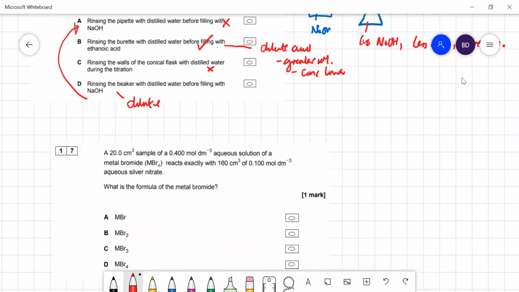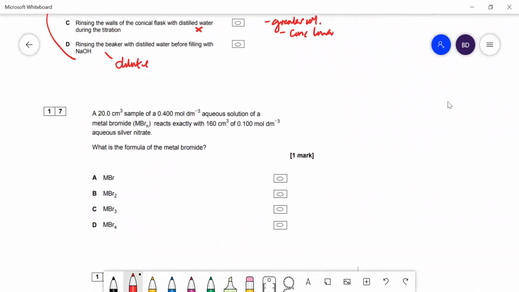A lot of thinking in that question. Okay, 17. Right, 20 centimeters cubed of 0.4 aqueous solution of metal bromide reacts with exactly this volume and this concentration of silver nitrate. So silver nitrate, Ag plus, reacts with 1 mole of bromide ions to form a precipitate.